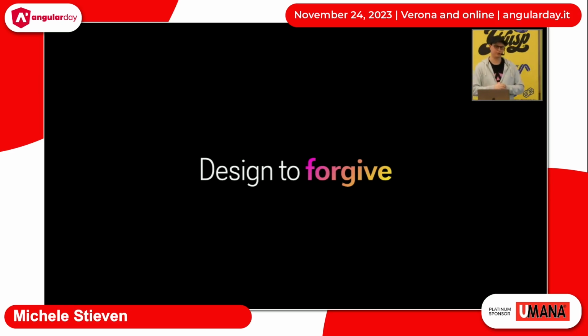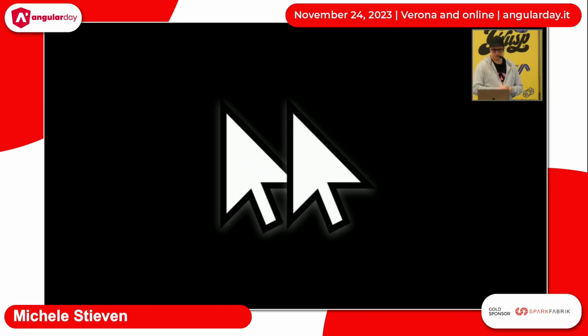Then, piece of advice number 3, design to forgive. Once again, let me explain. Imagine someone who just recently understood how a computer works. My mom could be the perfect example for this. So she understood that in order to start an application, a program, she must double-click the program icon. So now, of course, she doesn't expect one click to do anything. So now she clicks everything twice.